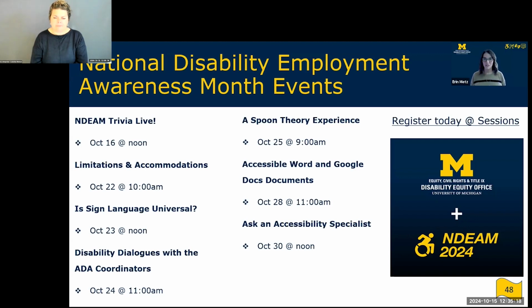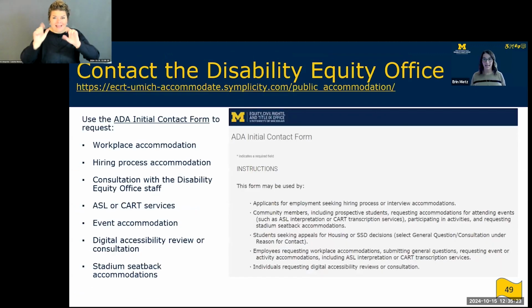Okay, I haven't seen any more questions come in yet, so I'm just going to go over a couple more slides here of how you contact us. If you're wanting to reach out to the Disability Equity Office, we do have an online portal for you to do so. You can use the ADA initial contact form to talk to us about workplace accommodations, or if you just have a general question about accessibility, disability, or inclusion.